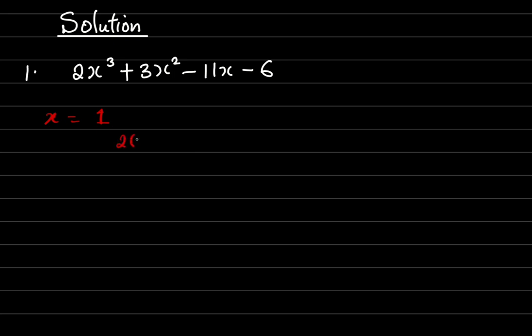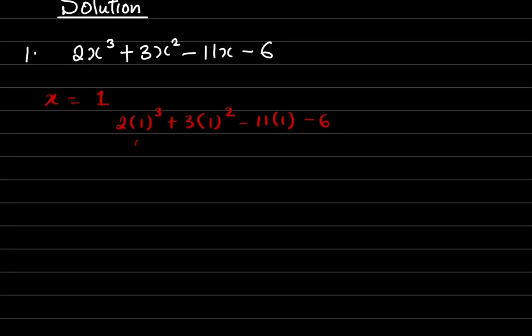This is going to be 2 into 1 raised to power 3 plus 3 into 1 raised to power 2 minus 11 into 1 minus 6. All right. Now this is 2, this is plus 3, this is minus 11, then minus 6. If you check this, it is never equal to 0. It is only equal to 0 if 1 is a zero of it, or a root of the equation. So we cannot use 1.